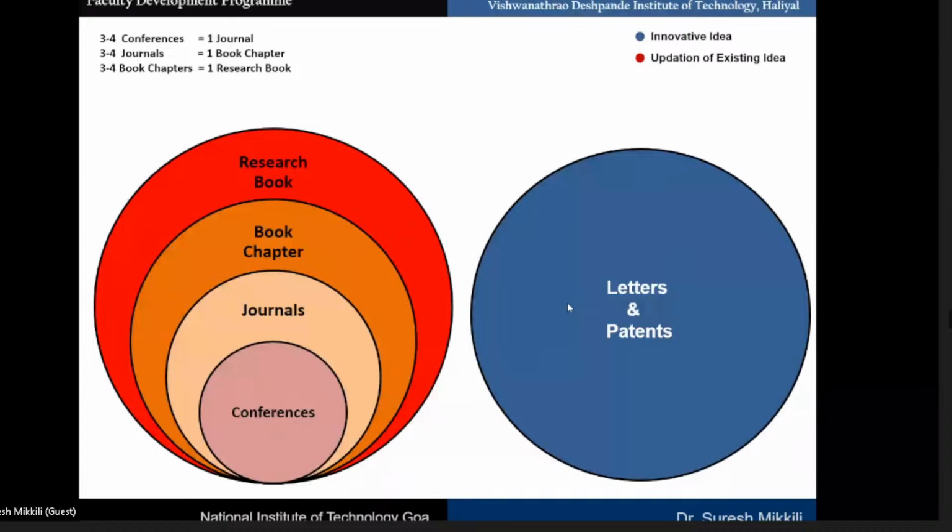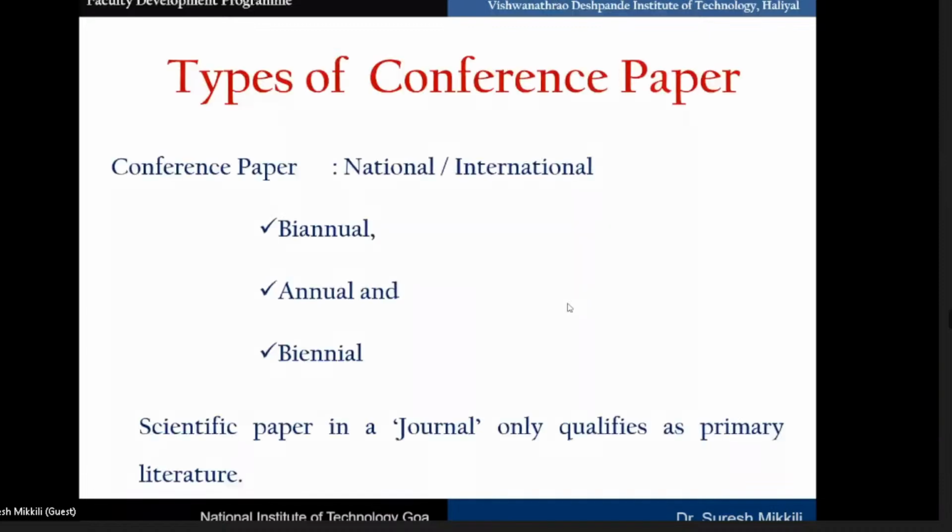Now, how many types of conferences do we have? I told you already, national and international. Even international conferences means we are tying up with IEEE, IET, and other bodies. But which conferences do I need to go to? Even if it is just an IEEE conference, I should not go. There are biannual conferences, annual conferences, and biennial conferences. What does it mean? These are indexed conferences.